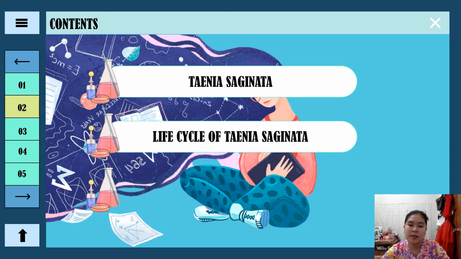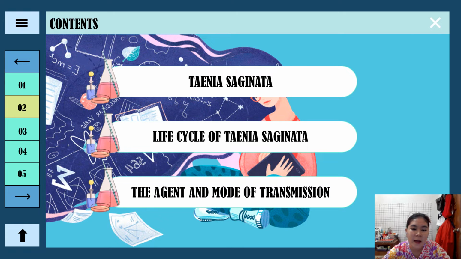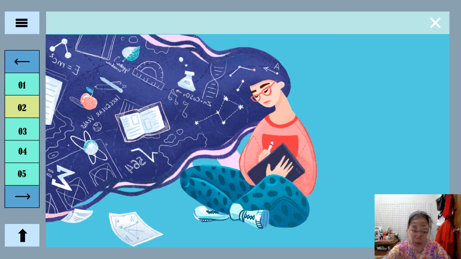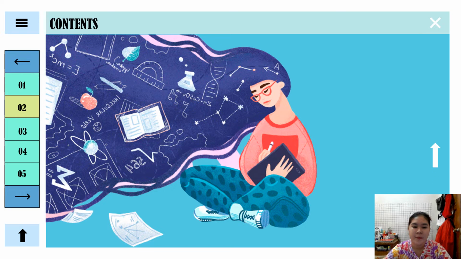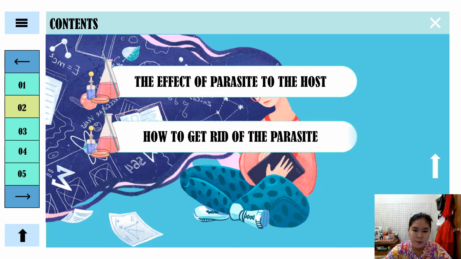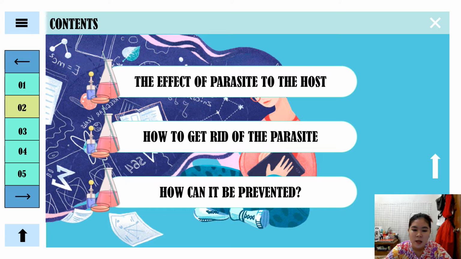First, we have Taenia saginata, the life cycle of Taenia saginata, the agent and mode of transmission of the said parasite. Next is the effect of the parasite to the host, then how to get rid of the parasite and how it can be prevented.